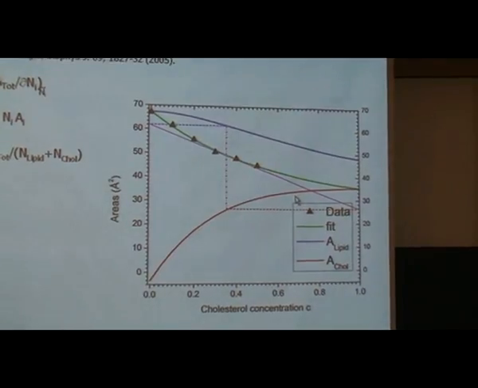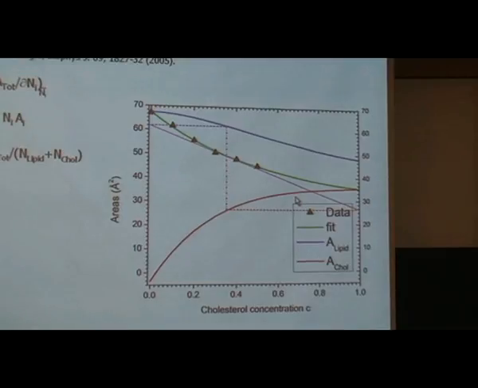Now, something rather dramatic is happening. When you look at the cholesterol, if you go down to small cholesterol concentrations, its partial molecular area is negative. That says that when you put a cholesterol in, the total area is actually condensing. It's not putting something in and making it bigger. It's putting something in and making it smaller in this direction. Now, how can anything which is intrinsically a positive quantity be negative? How can something take up negative area?